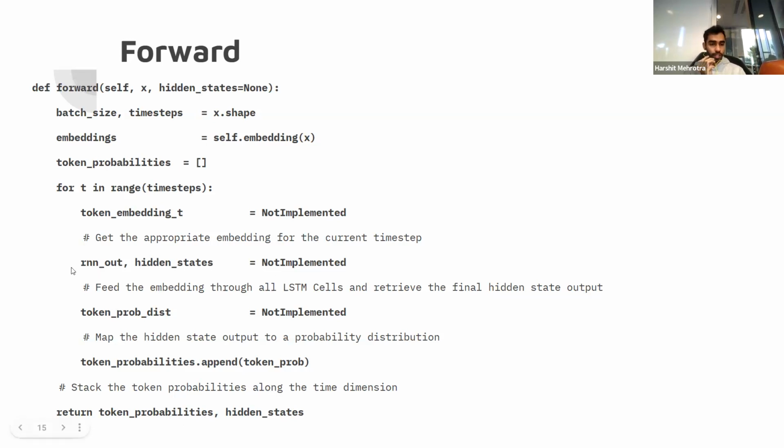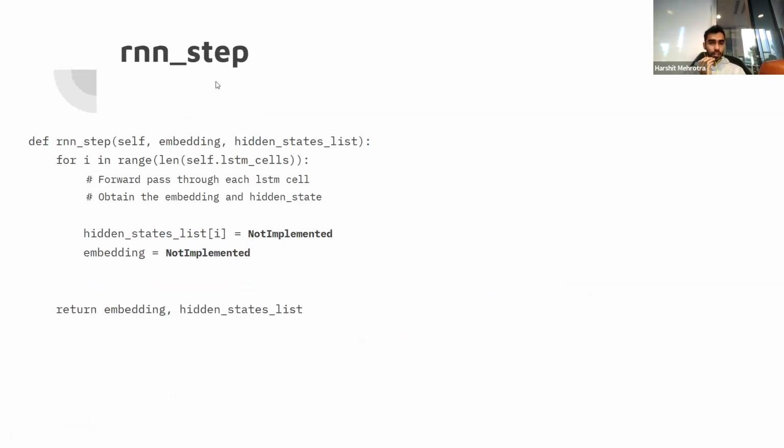So if you look at the second stage here, which is RNN out, comma hidden states is equal to not implemented, this is where you will be calling your layers of RNN cells or your LSTM cells in this case. So that is what the RNN step function is. It takes the embedding at a particular time step. It iterates over all the layers of our LSTM cells. And once it passes the embeddings through all these LSTM cells, at the final layer, you get the final hidden state, which is called embedding here. So the embedding keeps getting modified over all the RNN cells.